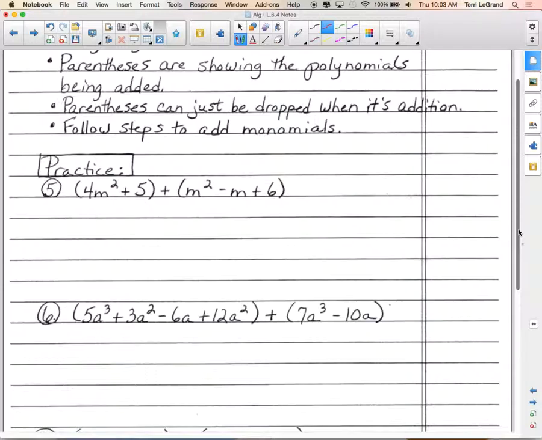Now, there's no rule that says... you remember when you were adding matrices? What had to be true? They have the same dimensions, there you go. They had to have the same dimensions. When we're adding polynomials, they don't have to have the same number of terms. Because it's addition, we can just drop those parentheses. So we're just going to ditch the parentheses.